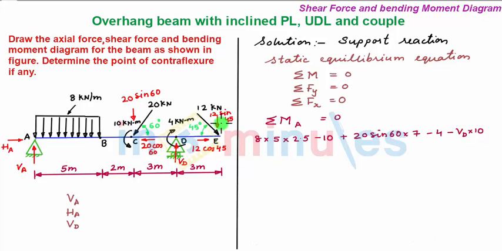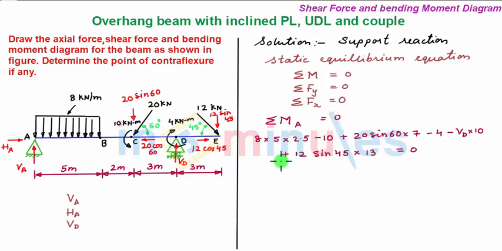Then we also have a clockwise moment due to the vertical component of this force of 12 kilonewton, and the magnitude of that moment will be 12 multiplied by sine 45, and this force acting at a distance of 5 plus 2 plus 3 plus 3 equal to 13 meter from point A. So we have plus 12 into sine 45 multiplied by 13. Now this is the summation of all moments about point A. Let me equate it with 0.